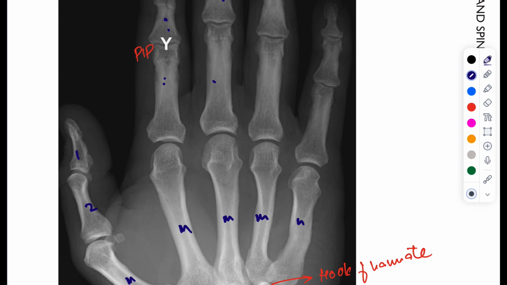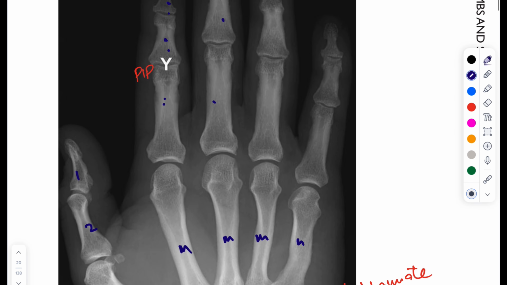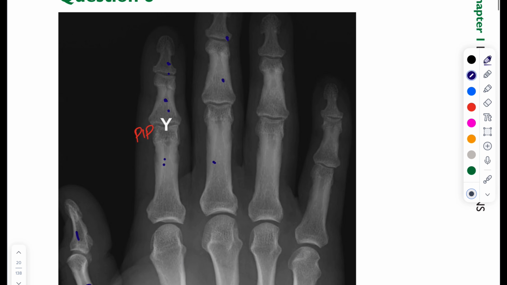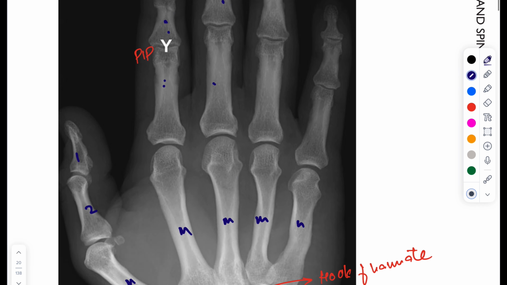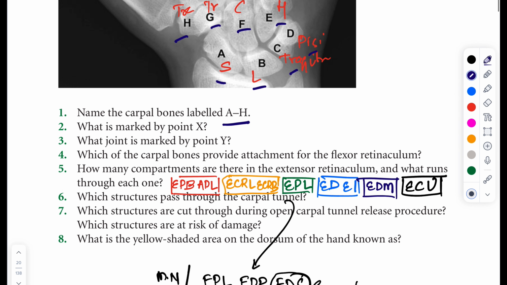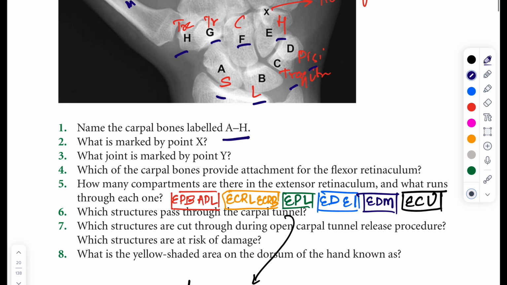So if you see, this is the palmar aspect. Flexor digitorum profundus is attached here, and superficialis is splitting and attaching on the sides like this. How many carpal bones provide attachment for the flexor retinaculum? So there have to be 4. It is attached in this manner: scaphoid, trapezium, hook of the hamate, and pisiform.